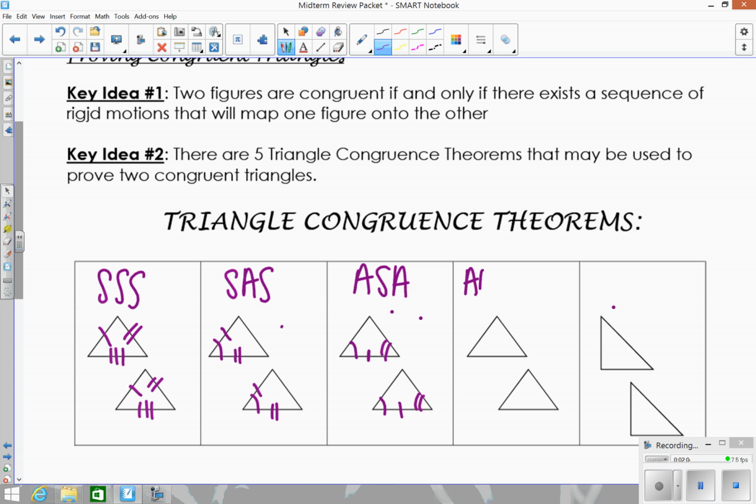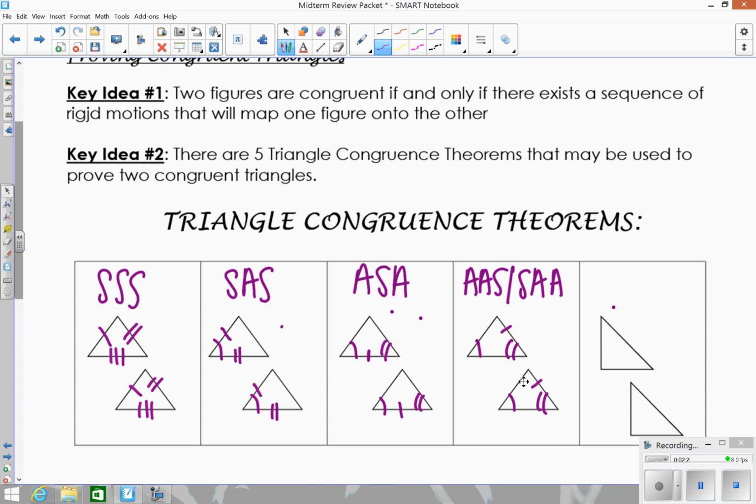Then we had angle, angle, side, or side, angle, angle. In this case, I have my 2 sets of angles just like the last one, but the side has to be outside of the 2 angles. So it's only going to be touching one angle, not both of them. It could be this side here that I have drawn in, or it could be this set of sides over here.